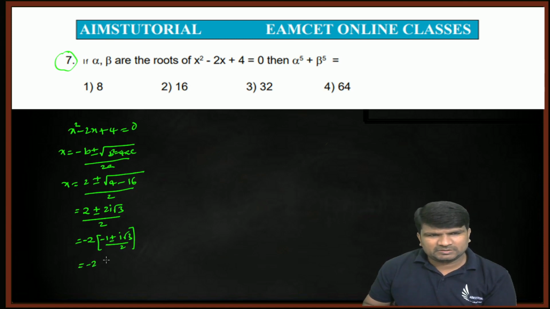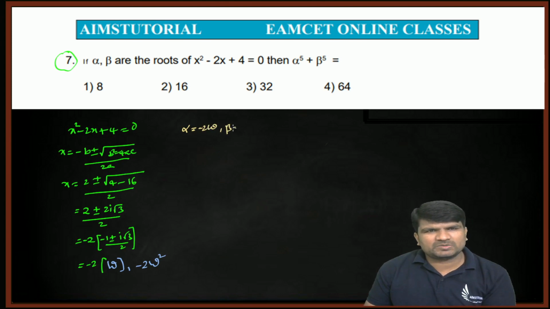So we know that the values of minus 1 plus or minus i root 3 by 2 are the cube roots of unity, that is omega and omega square. So the values of x are minus 2 omega and minus 2 omega square. So one is minus 2 omega, the second one is minus 2 omega square. So here the roots are alpha equals minus 2 omega and beta equals minus 2 omega square. So we have to find the value of alpha power 5 plus beta power 5.